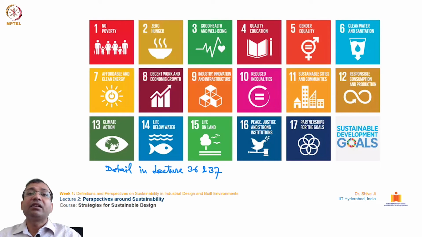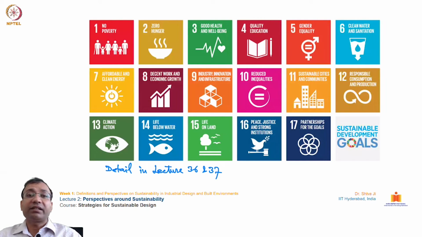Actually, these SDGs are trying to solve their problems through these 17 SDGs. So these 17 SDGs are self-sufficient to address any sustainability-related issues right now across the countries. Okay, so it starts from the first one, which talks about no poverty.